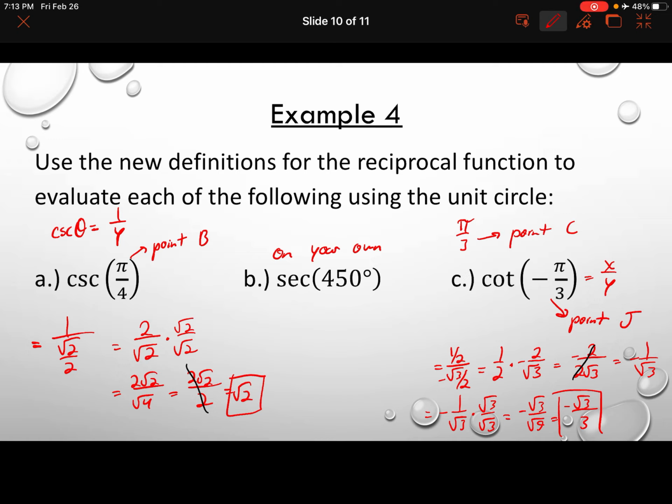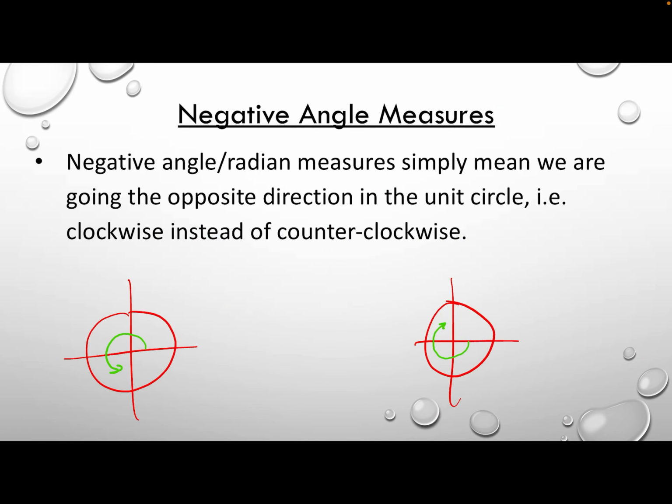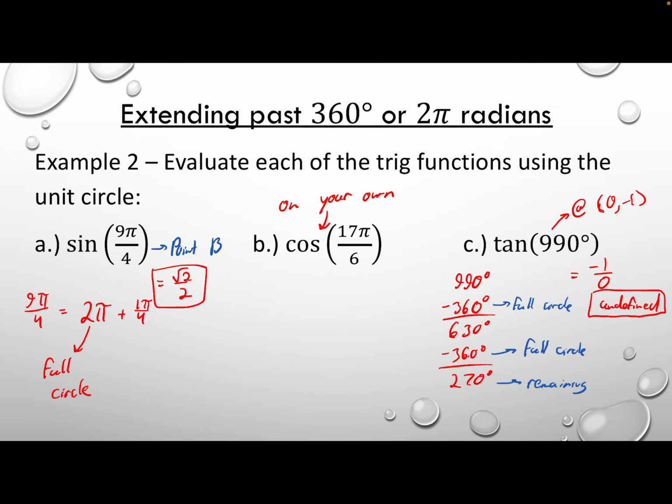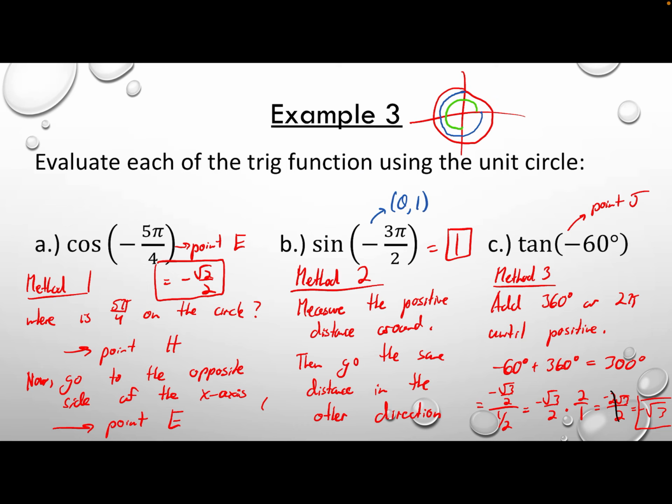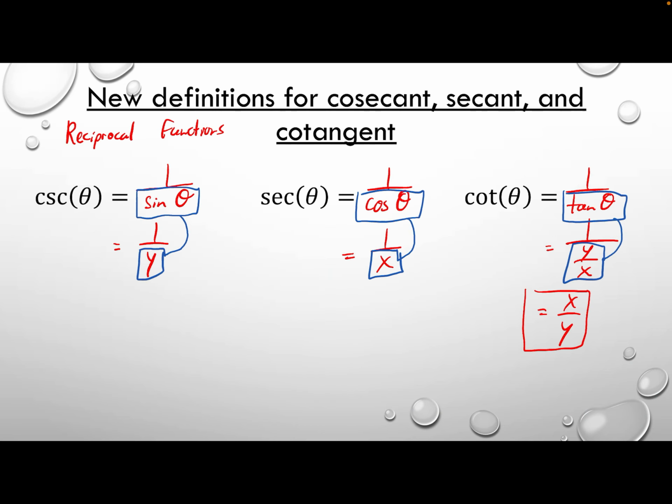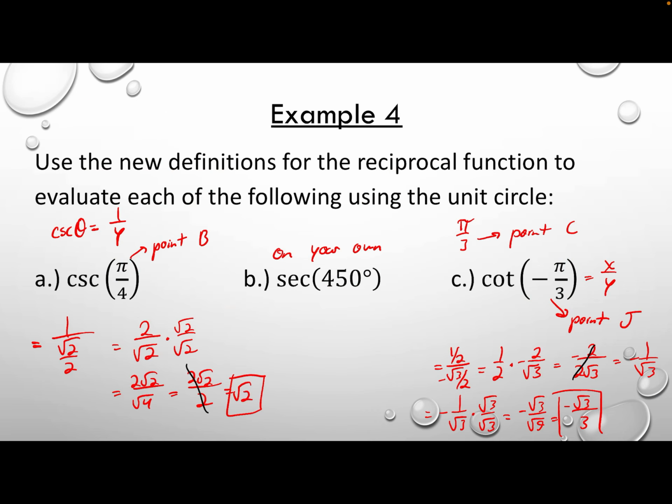Those are your new concepts for today's lesson. So just a quick recap. We revisited going past 360 degrees or more than 2 pi radians. I did introduce you to the negative angle measure, so remember going in the opposite direction, clockwise instead of counterclockwise. And then finally we talked about new definitions for cosecant, secant, and cotangent respectively.